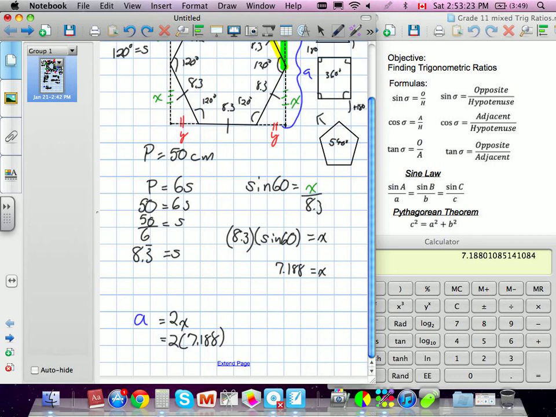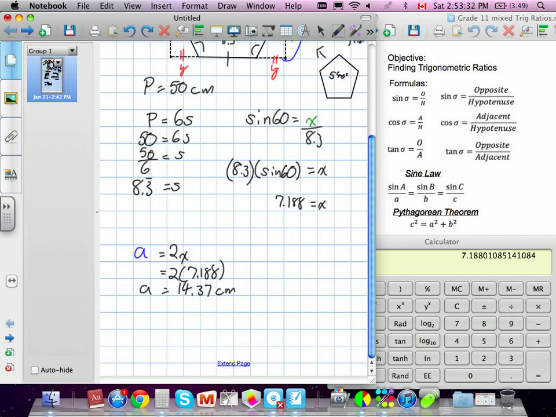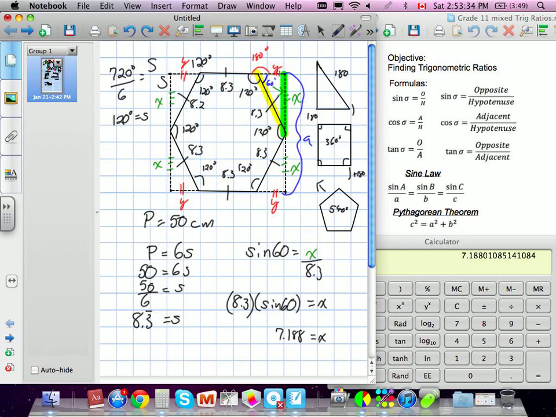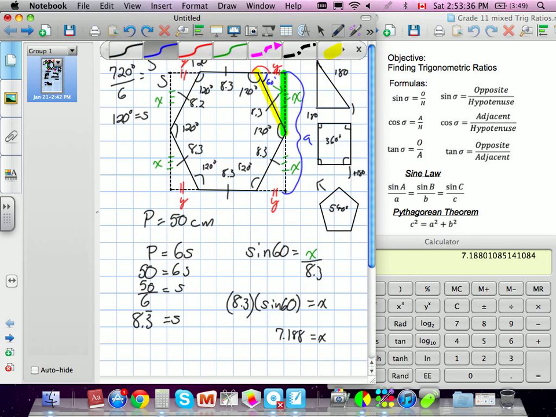Good, that's good enough. Centimeters, right? So the entire height of that is 14.37 centimeters. 14.37, is that what you said? Okay. Now, we have to find the other side of there.